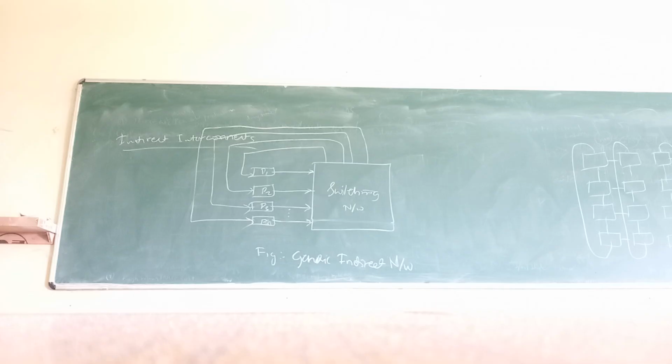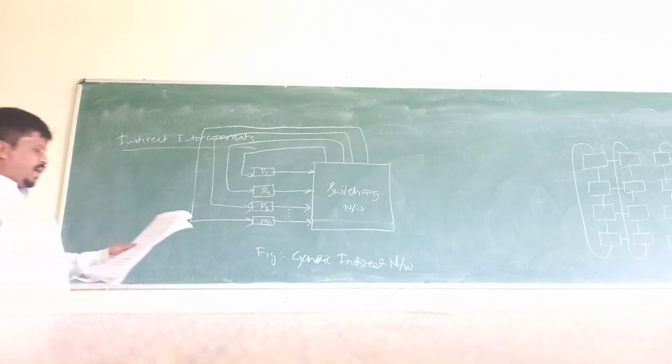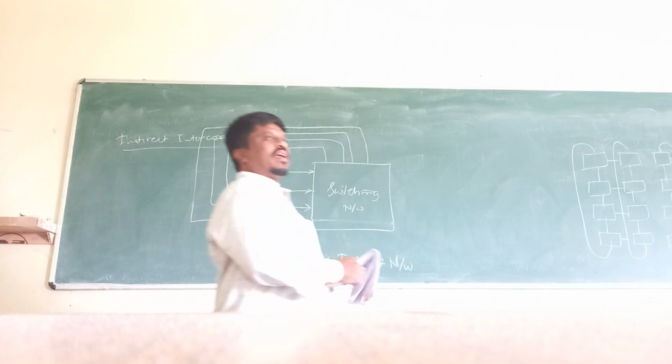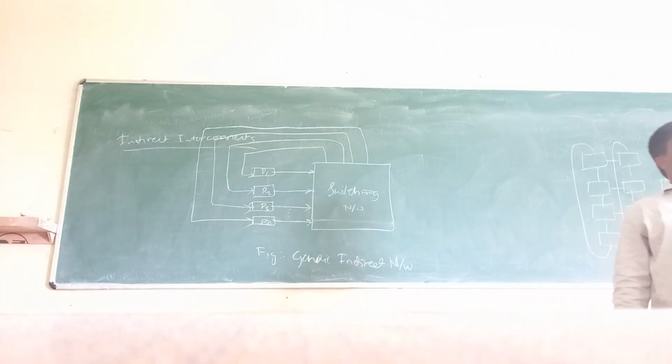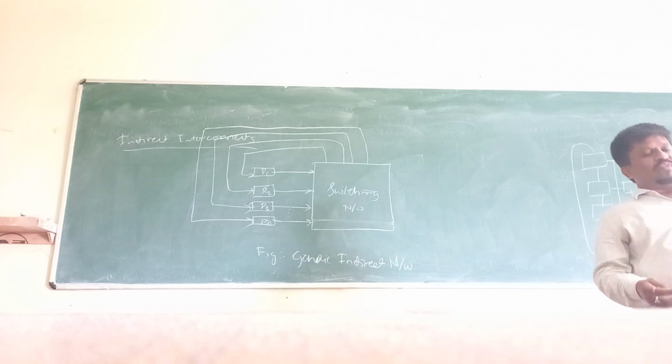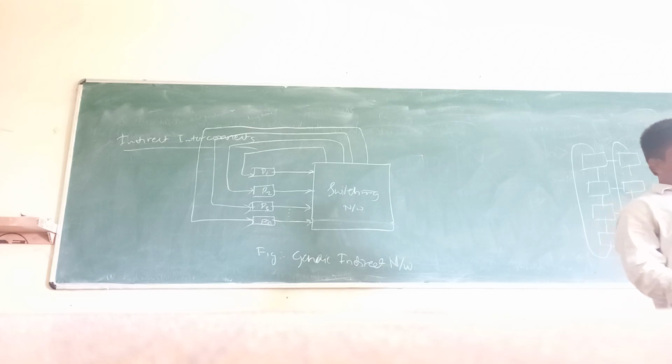I hope you all are following this. The best examples of the generic indirect network are the crossbar and the omega networks. There are 2 networks in the indirect memory interconnections: one is the crossbar, another one is the omega network. If you practice these 2 figures, then definitely you can write them on your own.